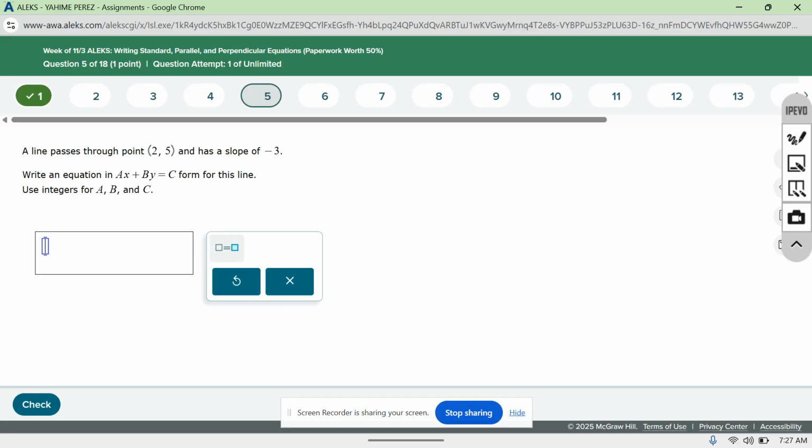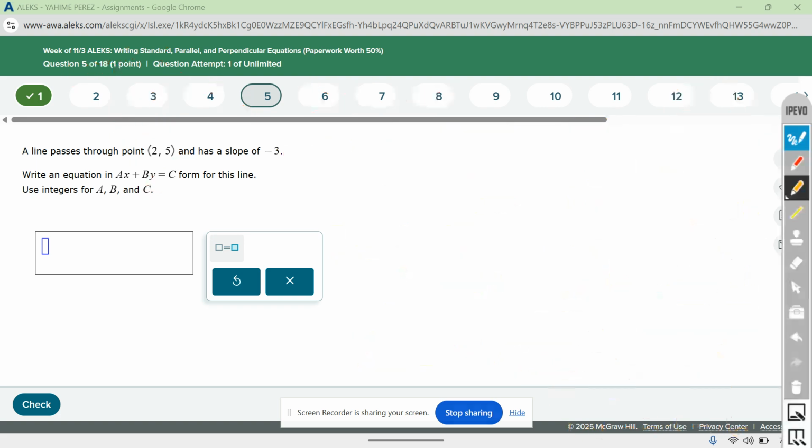Number 5. So a line passes through some points. Okay, so as long as we're writing a line, an equation of a line, we're always going to start in point slope form. And in this example, they very conveniently gave us a point and a slope.